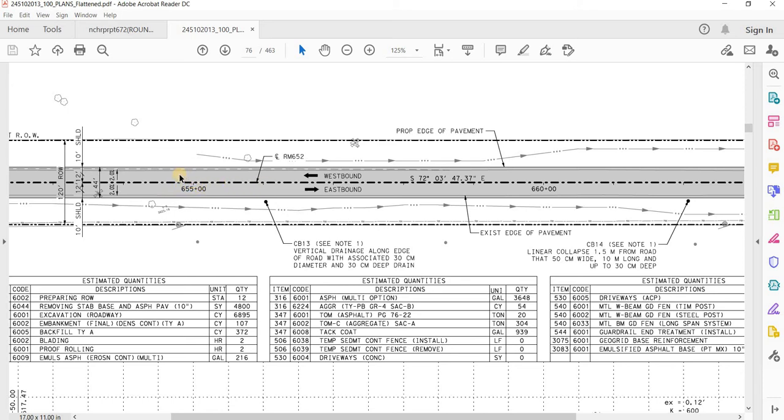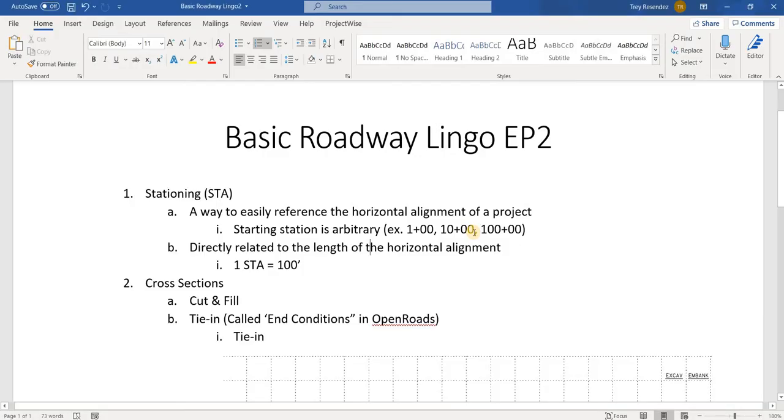It's a way to reference our alignment and know exactly where we are on a project just by referencing a station. Let's say we were in between 655 and 656. Say we're 50 feet from 655. We would say we're at station 655.50 or 655 plus 50. So that is what stationing is. Let's go to the next one.